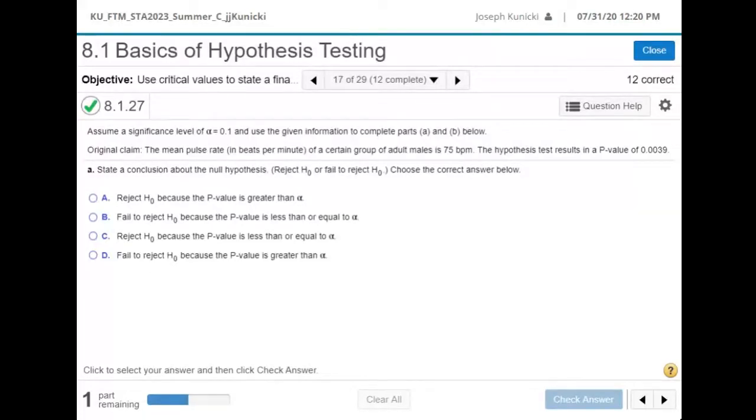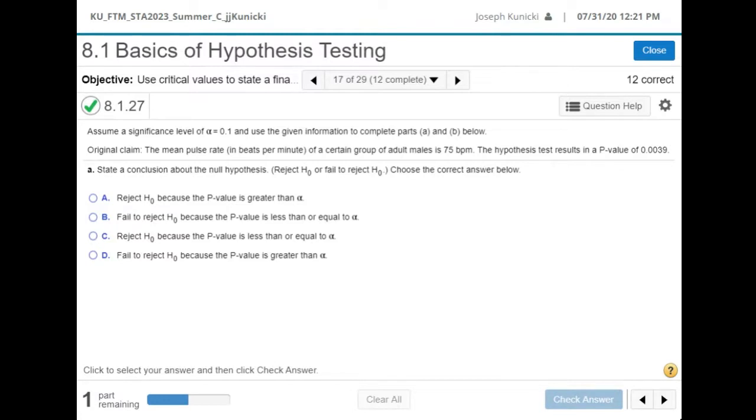Hello. We're going to start with 8127. It says that assuming a significance level of alpha equals 0.1, so that's a 1% confidence interval. Remember, the alpha is what goes in the tail, or tails, depending on what type of test it is. So let's look at the claim. The original claim is that the mean pulse rate equals 75.